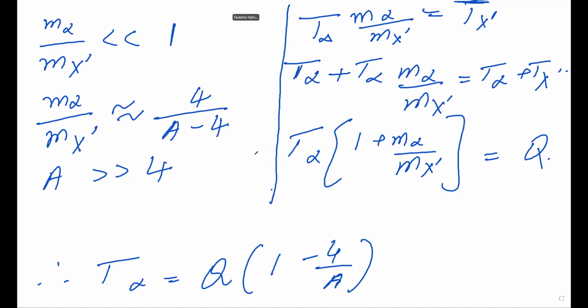4 is the atomic mass of helium nuclei, which is our m alpha. So we are taking it as 4, meaning the numerator 4 is the mass of the alpha particle. A minus 4 is actually the comparison: A is the atomic mass of X dash, which is our target nucleus. It is a very large, heavy nucleus. Yeah, exactly. So if we subtract 4 from it, it remains a massive number, and if we divide 4 by it, we will get a very small ratio that would be less than 1. So that's what is explained here. Okay. A is much bigger than 4, that makes the ratio very small.